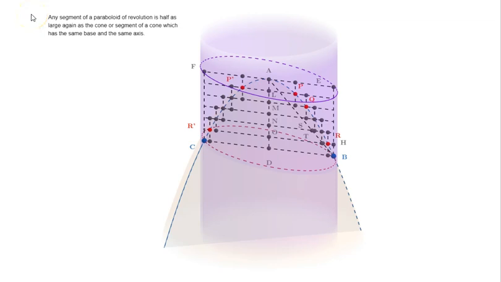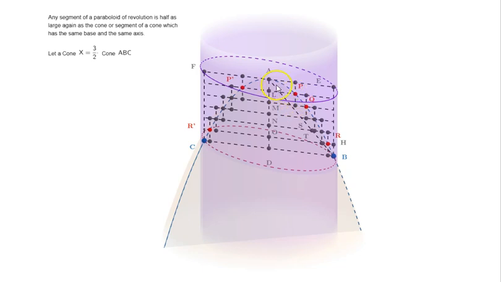Let us look at proposition number 21 and 22 of the works of Archimedes, specifically on conoids and spheroids. The proposition says any segment of a paraboloid of revolution is half as large again as the cone or segment of a cone which has the same base and the same axis. Let a cone X be equal to 1.5 times the cone ABC.